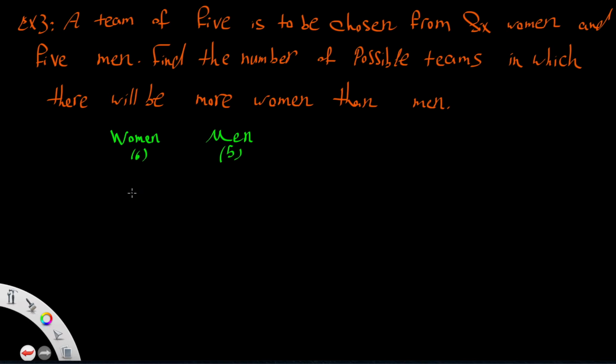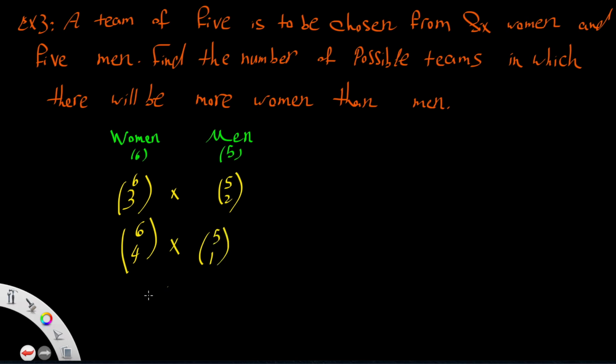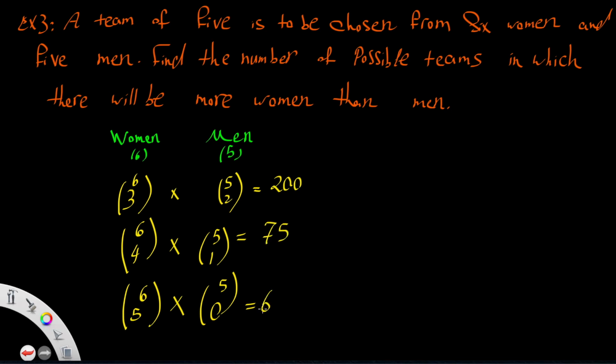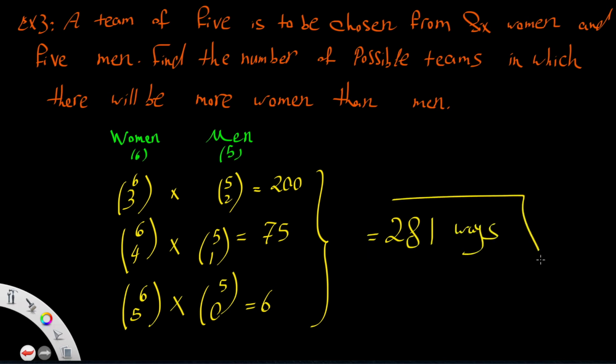You can select 3 out of 6 women and 2 out of 5 men. So 3 plus 2 will be 5 members. Or you can select 4 women out of 6 and 1 man out of 5, because the number of women will be more than men. Or you can select all 5 from women and no men. So these are all the possibilities. If you calculate, the first one will be 200, the second one will be 75, and 6 as the last one. Overall, if you add them, all possible ways add up to 281 different ways.